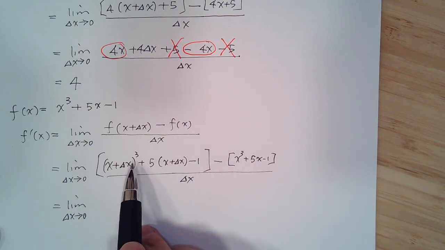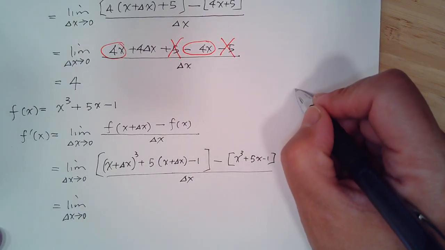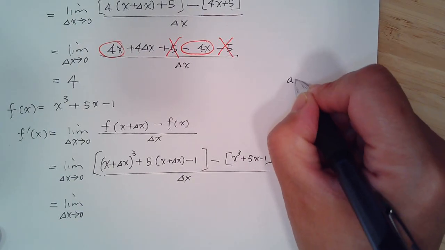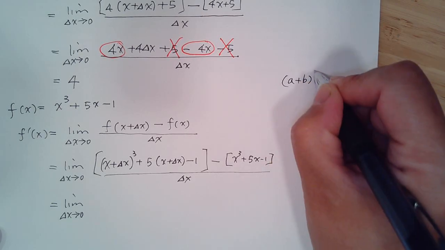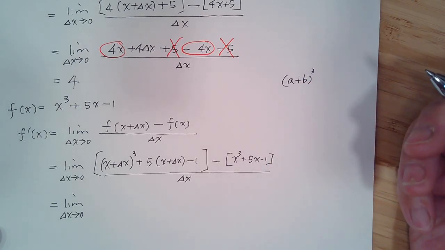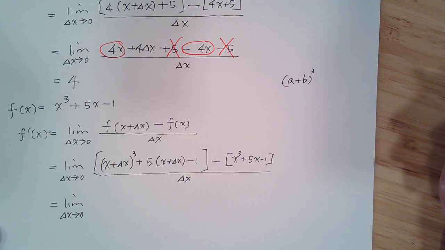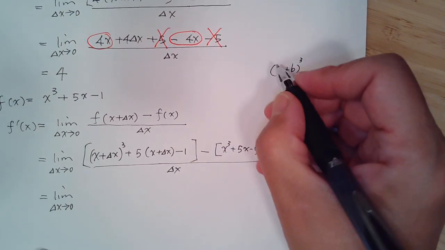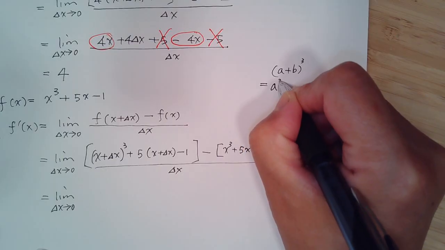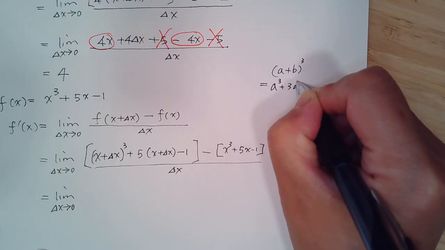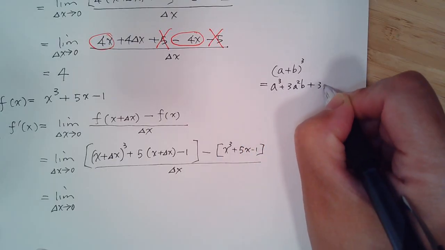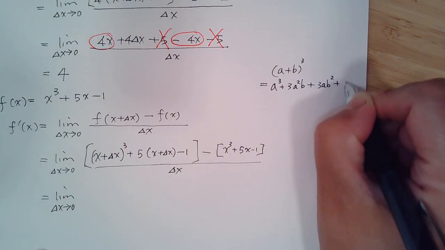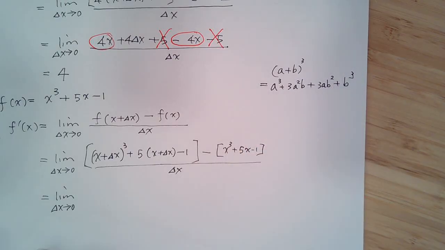Now we have this cube. I don't know if you remember this formula for a plus b to the third. Of course, you can do a plus b times a plus b times a plus b, but I'm going to give you the formula here. That's going to be a to the third plus 3a squared b plus 3ab squared plus b to the third.